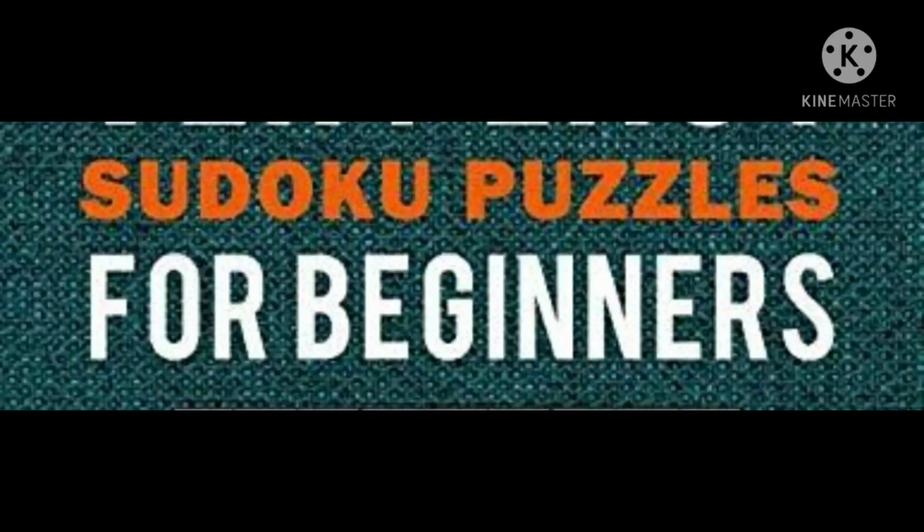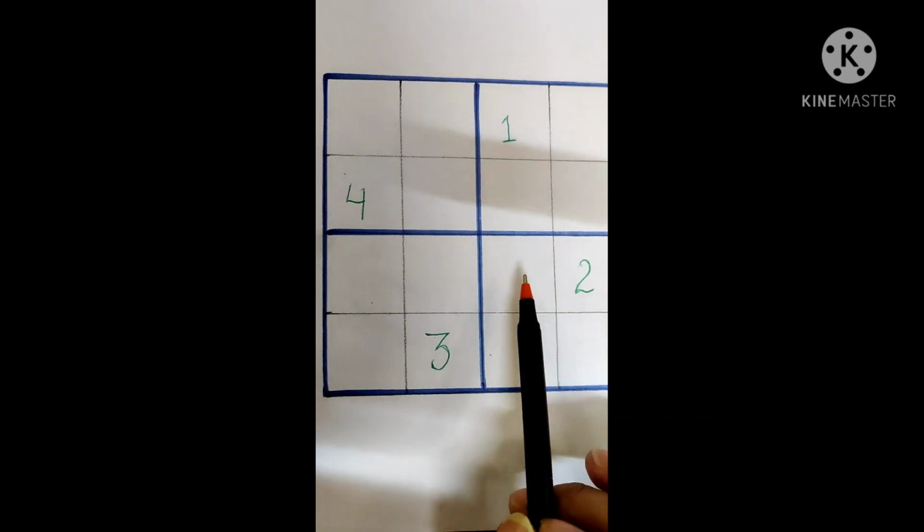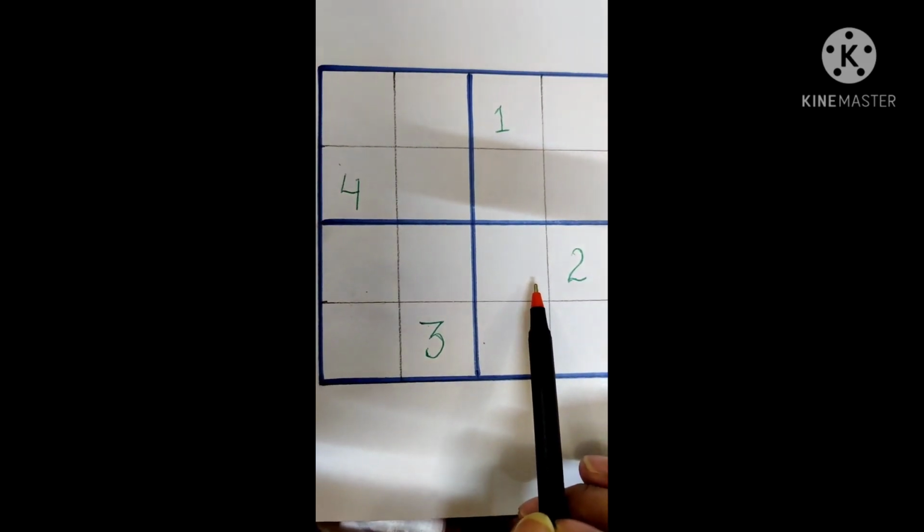This video is to teach you how to solve a 4x4 Sudoku puzzle. It is the easy one and simplest to start with. Sudoku is of three types: 4x4, 6x6 and 9x9. So students, today we are going to learn how to solve a 4x4 Sudoku puzzle. So let's get started. This is our 4x4 Sudoku puzzle.